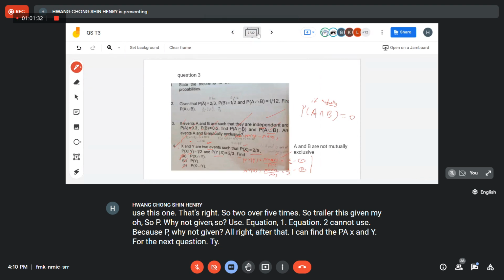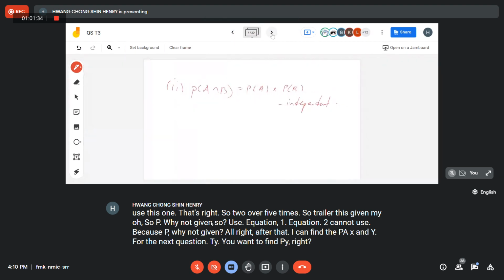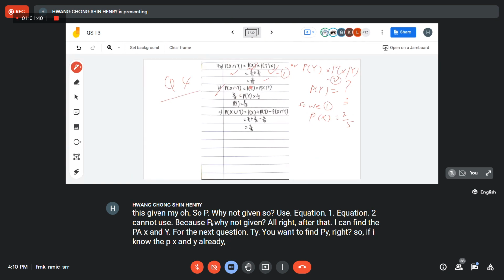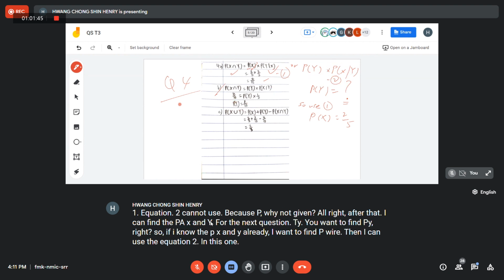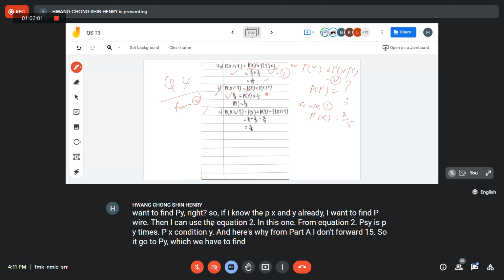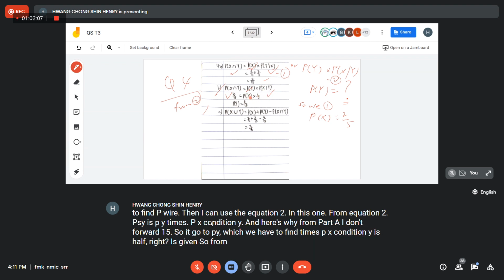P(y), you want to find P(y), right? So if I know the P(x and y) already, I want to find P(y), then I can use equation 2. See this one? From equation 2, P(x and y) is P(y) times P(x given y). And P(x and y) from part A, I know 4/15. So equal to P(y), which we have to find, times P(x given y) is half, right? It's given. So from there, solve the P(y), 8/15 now.